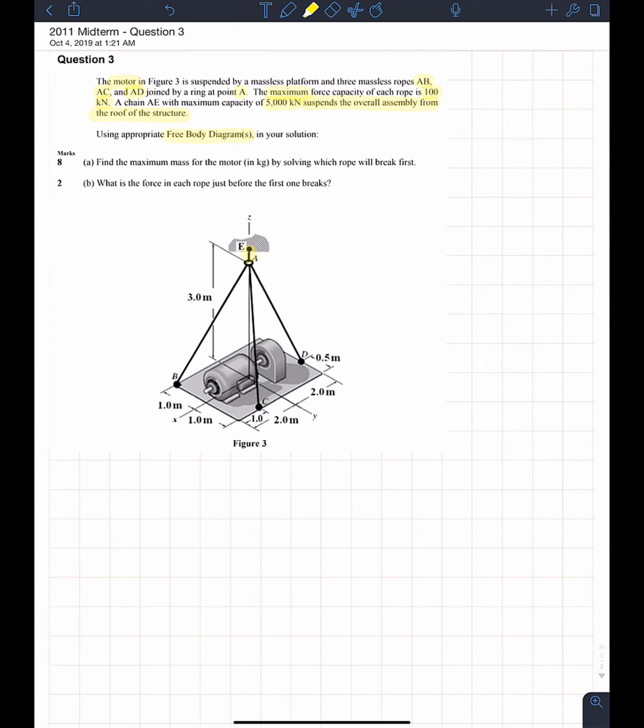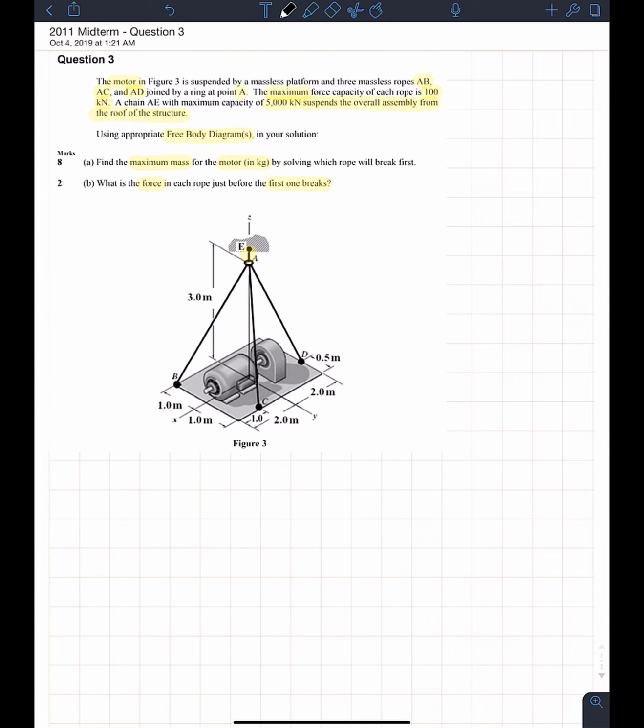The first one says find the maximum mass of the motor in kilograms by solving which rope will break first. Again, we don't know any of the forces in the ropes. But once we do a free body diagram, we can use our special trick of elasticity to find all the forces in the rope. The reason I said these are kind of the same 2 questions is that the second one asks for the force in the rope just before the first one breaks. By particle equilibrium, when we solve these systems of equations, we'll solve for everything at once. So even though it's a separate question, by solving for part A, we've already had the solution for part B. So it's just one giant question.